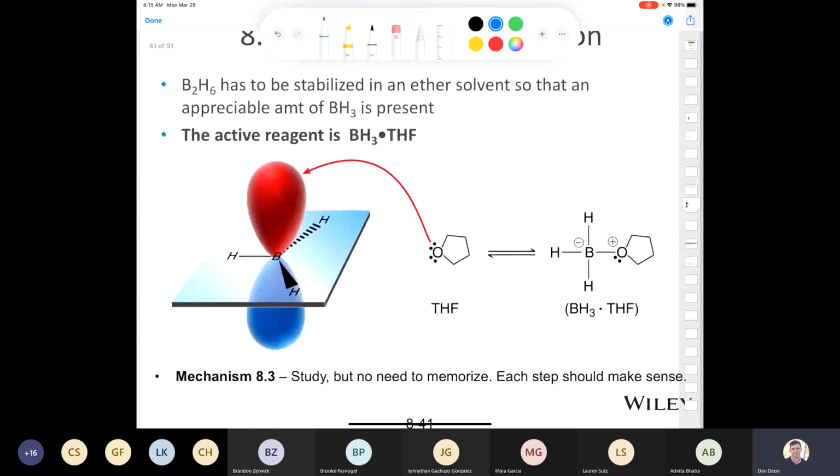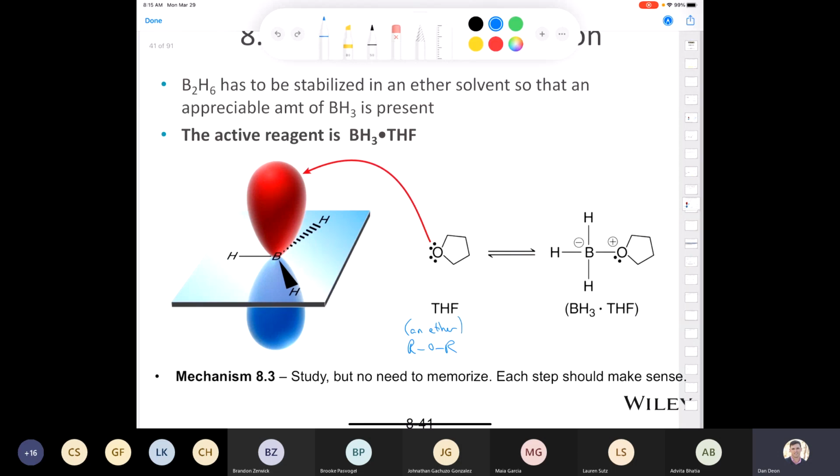So the diborane that gets formed when we have a pure sample of borane is stabilized in an ether solvent. THF is an ether. You can see that THF is a type of ether, because an ether is when you have ROR, well, you can see the ether right here in THF. And so what happens is the lone pair from the oxygen dumps electron density into the borane, and it forms this stabilized compound here. So that's our active reagent.